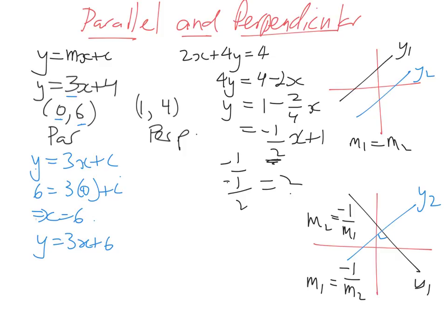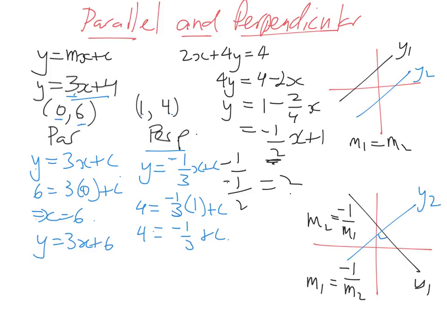Now for the other one, we want it to be perpendicular to y equals 3x plus 4 and pass through (1, 4). We have to take the negative reciprocal. So it becomes y equals negative 1 over 3 x plus c, which we don't know. From there we know it passes through (1, 4). So we have 4 equals negative 1 over 3 times x, sorry, that's going to be 1, plus c. So this ends up being 4 equals negative 1 over 3 plus c.